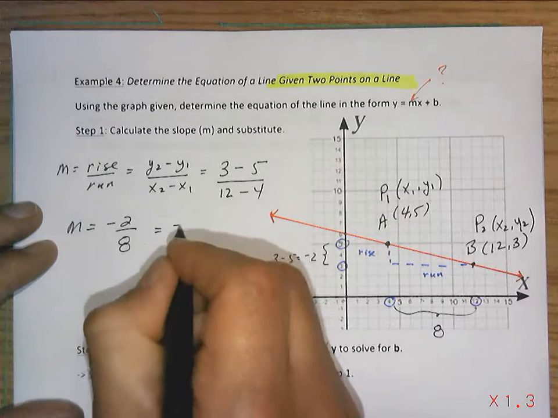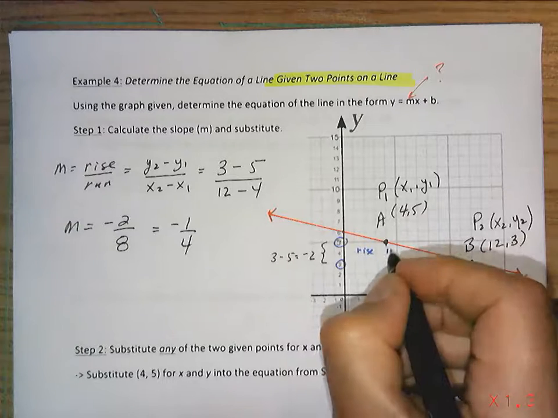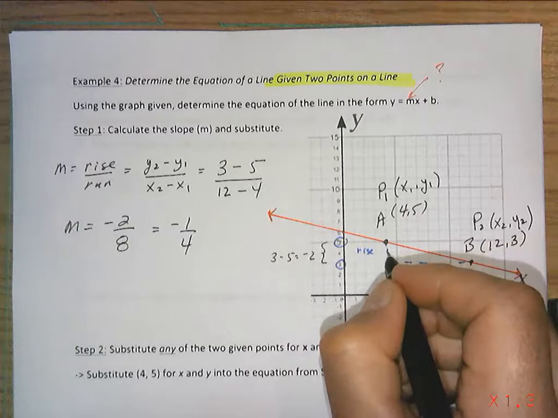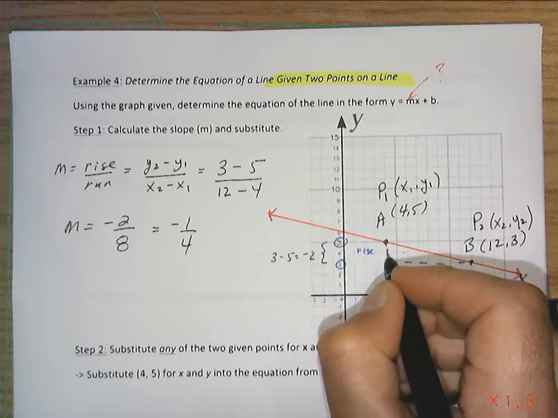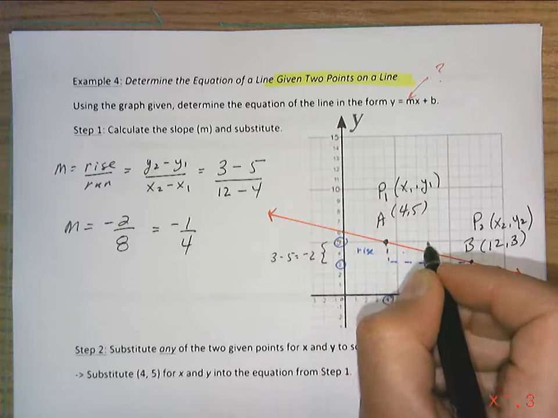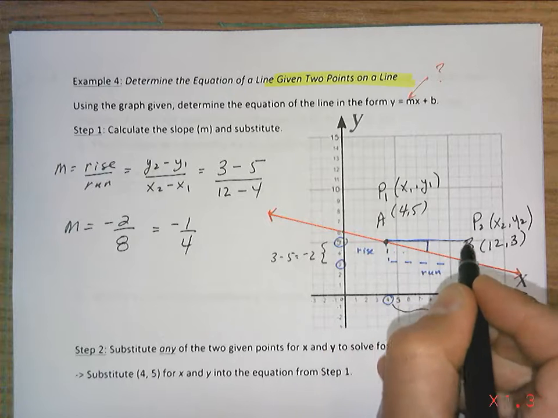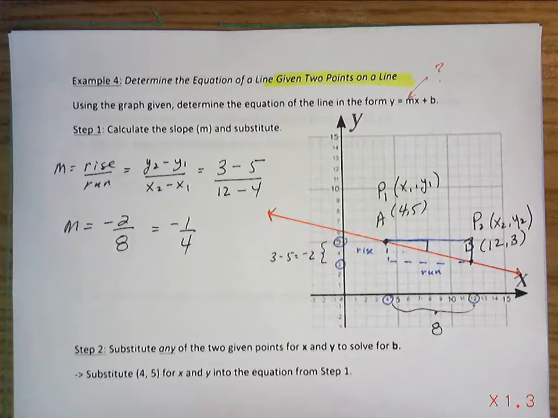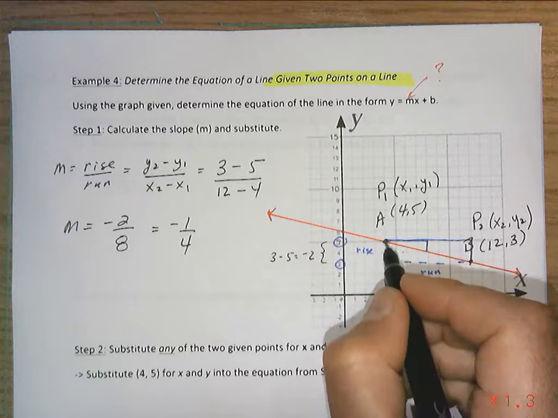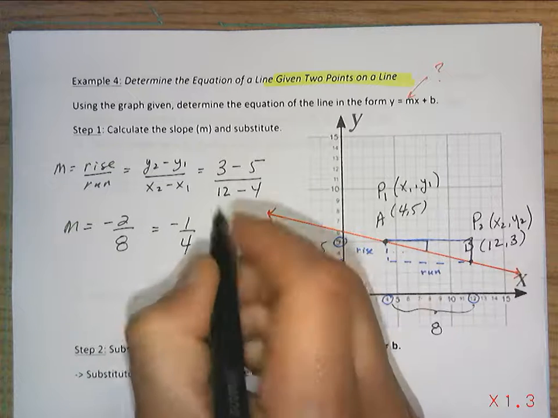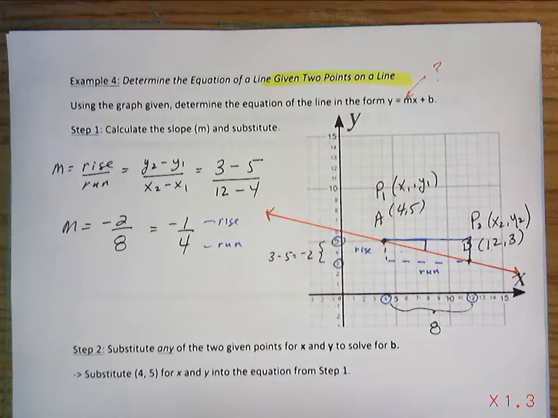That will reduce to negative 1 over 4, which simply means that I could have gotten the same rate triangle if I had gone over 4, so from this point, 1, 2, 3, 4, and down 1. So that rate triangle is the same slope as that rate triangle. It just means that I didn't have to go over 8 to go down 2. I could have gone over 4 and gone down 1. And please remember that this is your rise, up and down. This is your run. That's your horizontal, left and right.